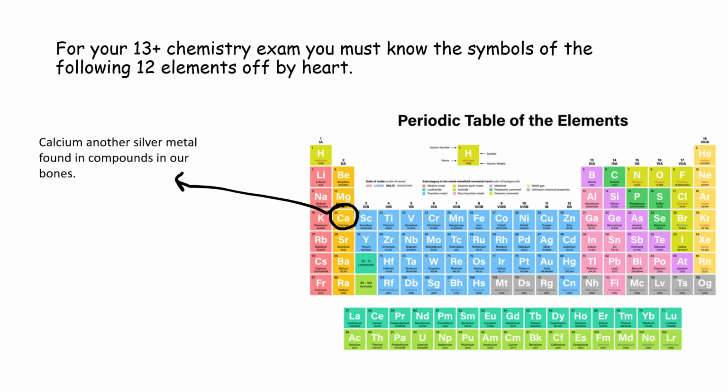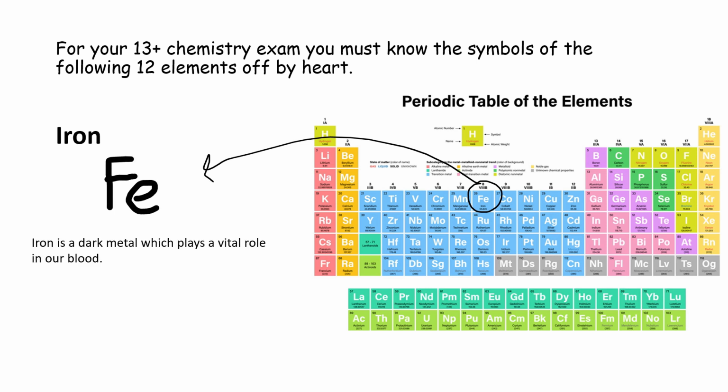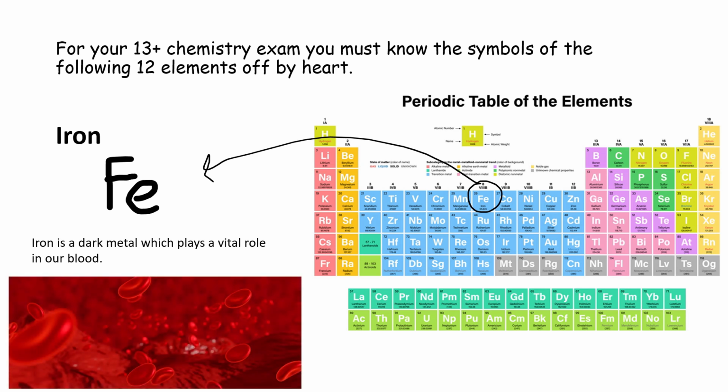We have calcium, yet another silver-coloured metal. Calcium compounds are found in the bones of our skeleton. That went off a bit quick. Then we have iron, which has the symbol Fe. Iron is a dark metal which plays a vital role in our blood. It helps transport the oxygen around your body.